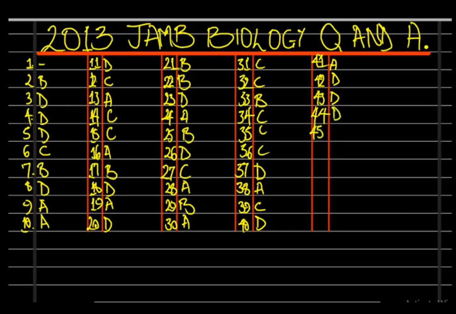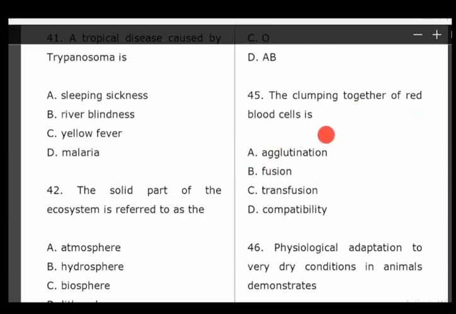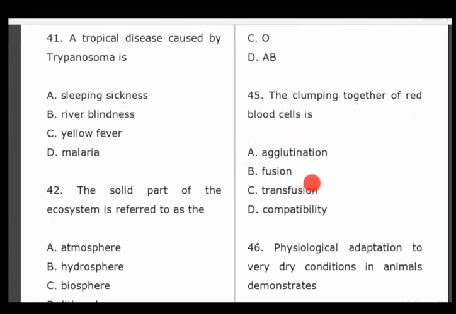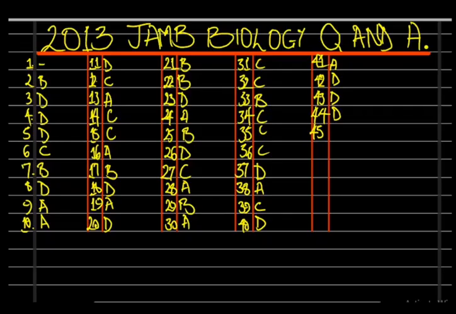So question 45 now. The clumping together of red blood cells is A. Agglutination, B. Fusion, C. Transfusion, and D. Compatibility. The answer here is agglutination. Agglutination is the process by which blood cells, particularly the red blood cells, form clumps, where they clump together in blood vessels. When they form clumps, they form cohesive bonds that cause them to become lumps. So the term is called agglutination. It is not transfusion. Transfusion is the transfer of blood from a donor into a recipient. Then compatibility talks about the ability of organisms to have a match.